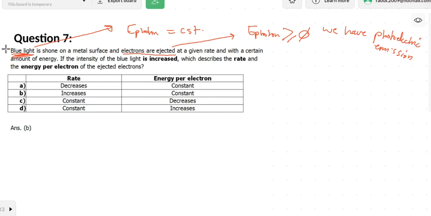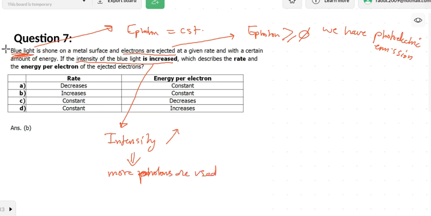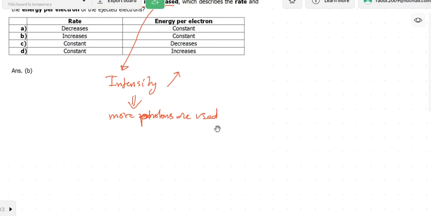If the intensity of blue light is increased, how do I translate this? This is very important. When we increase the intensity, it means more photons are used. Maybe some student asks me why I didn't say the energy of the photon is increased. I'll tell them that I didn't change the blue light. So the only factor that affects the intensity is the number of photons. More photons are used means the rate of emitted electrons increases. So if we go back to the choices, it is choice number B.